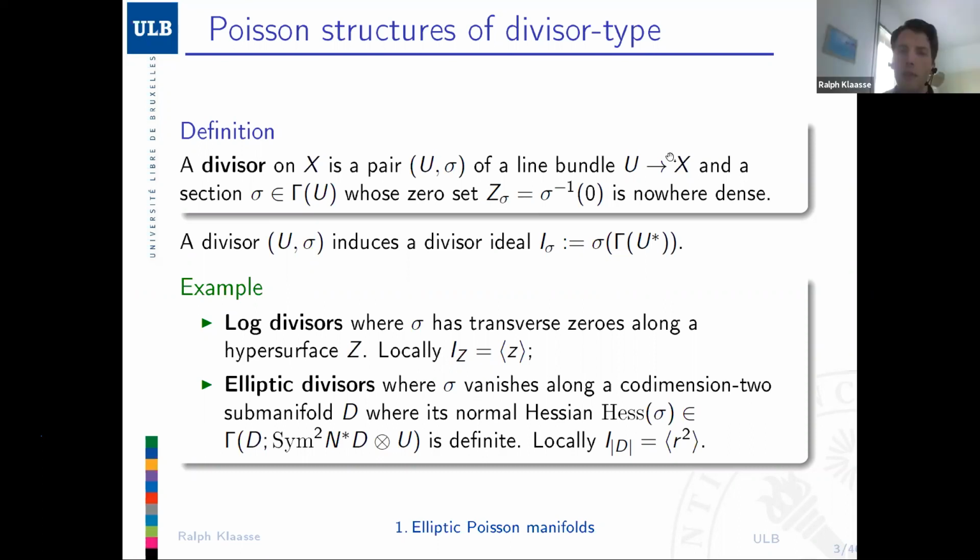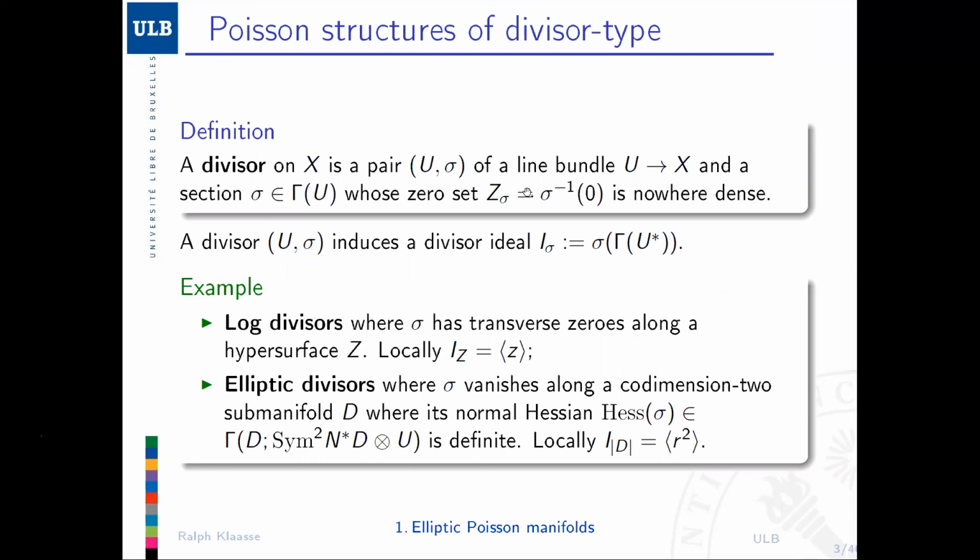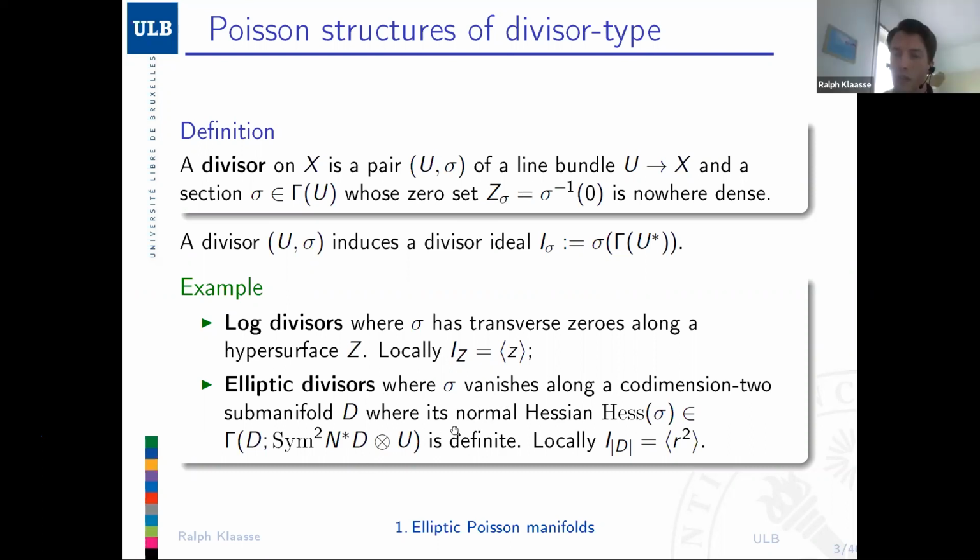Here's the line bundle and the section, but of course you can always locally trivialize the line bundle, and then the section just becomes a function. And then this condition is just saying that it's a Morse-Bott function in a certain sense.